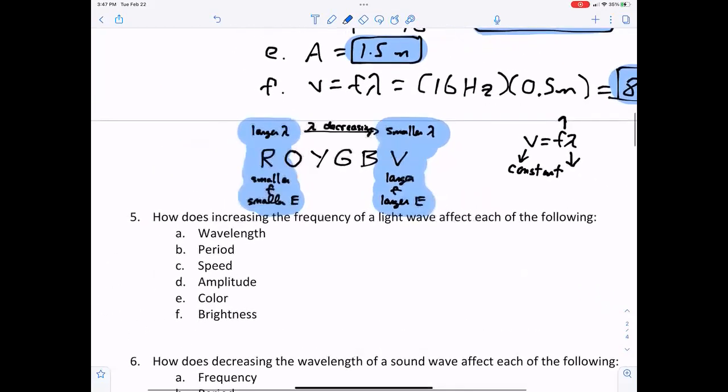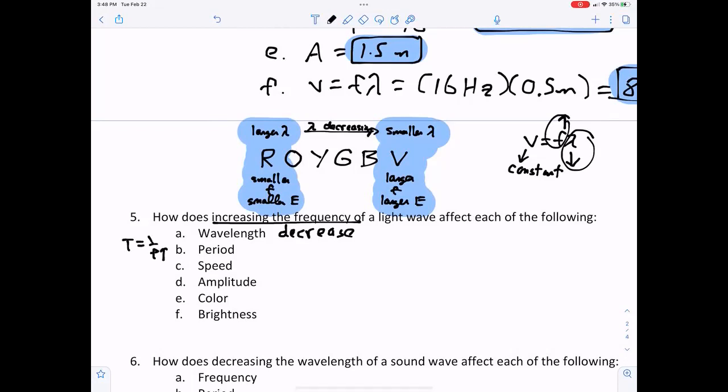Okay, so how does increasing the frequency of light affect any of these? Well, what do we know? Increasing the frequency decreases the wavelength. So the wavelength would decrease. Okay, the period. Now remember, the period is the inverse of the frequency, right? So increasing the frequency would decrease the period. So the period would get smaller.